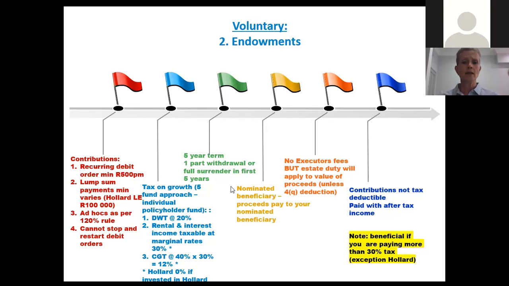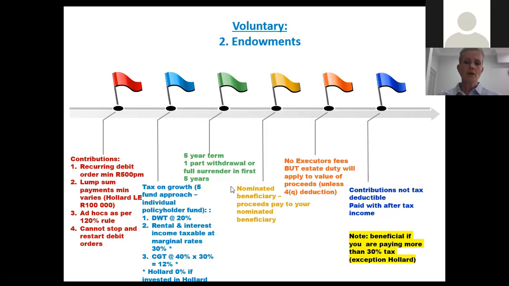And that is purely because it becomes a deemed asset in your estate, unless there's a 4Q deduction, and that's only, unfortunately, applicable to married couples. If you've bequeathed your estate to your spouse, then there would be no estate duty. Contributions are not tax deductible and again paid with after-tax money.